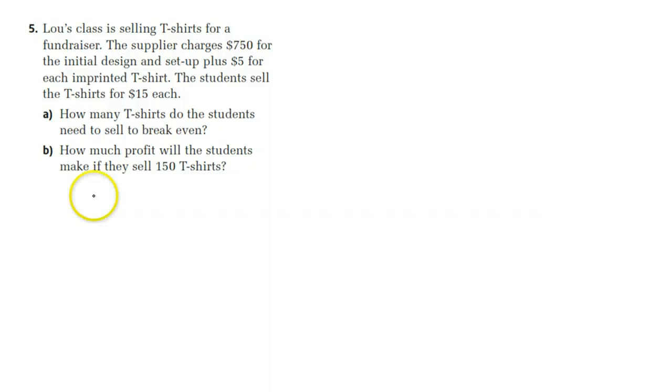So what we need to come up with is a relationship that tells us the cost to make the t-shirts, and then we'll come up with a second equation to give us how much money we make selling them. So let C represent the cost of shirts. So this is how much it costs us to make the shirts.